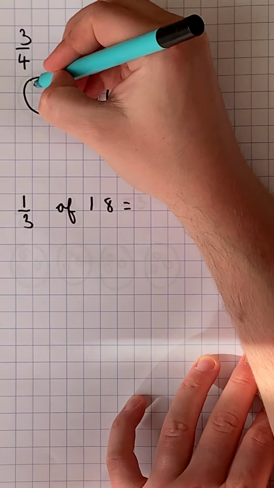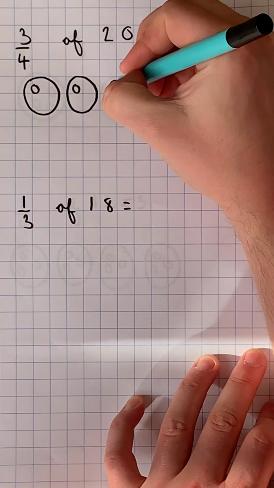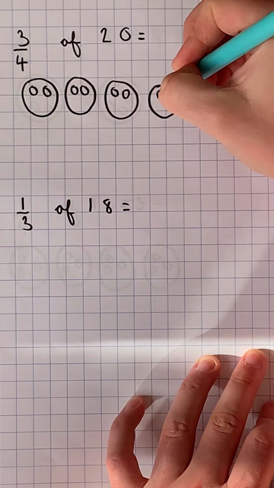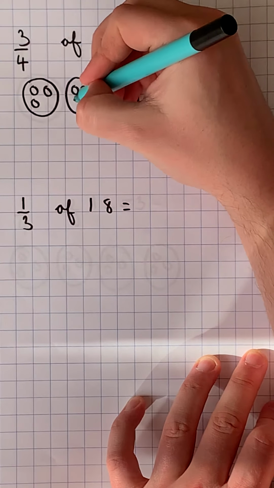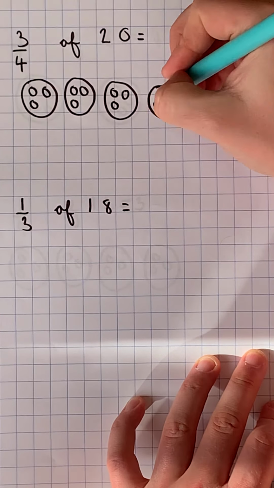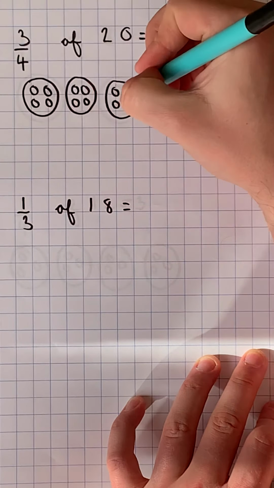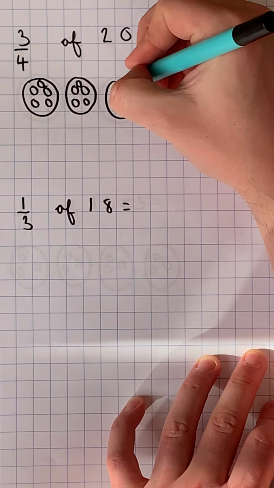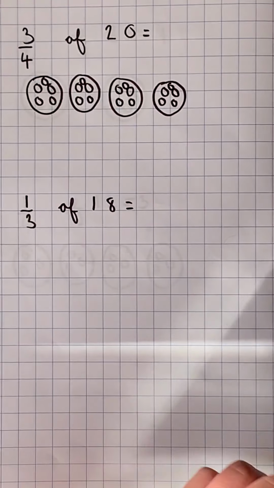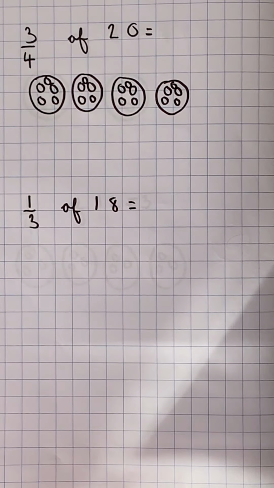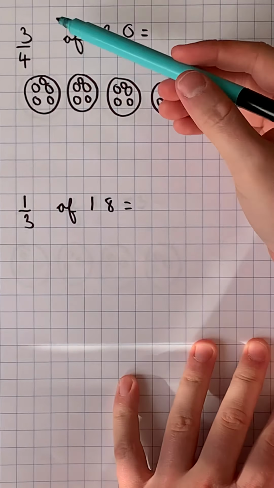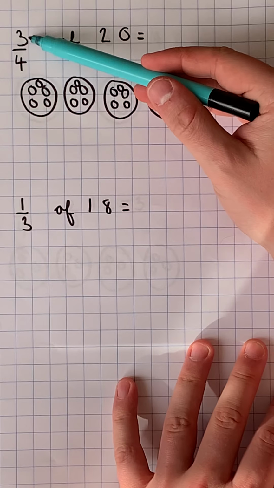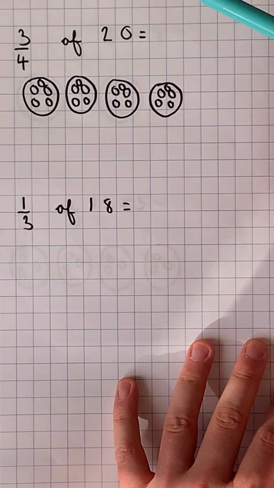So here we go. 1, 2, 3, 4, 5, 6, 7, 8, 9, 10, 11, 12, 13, 14, 15, 16, 17, 18, 19, 20. Okay, now this time I need to look at my fraction again. And I'm not counting one group to find my answer. It's asking me to count 3 groups to find my answer.